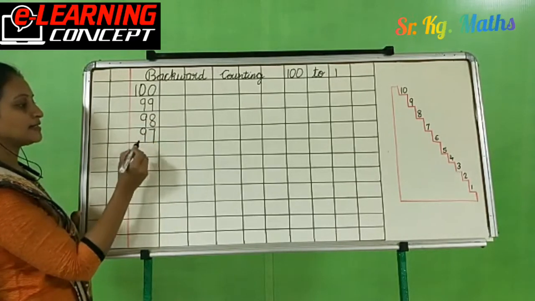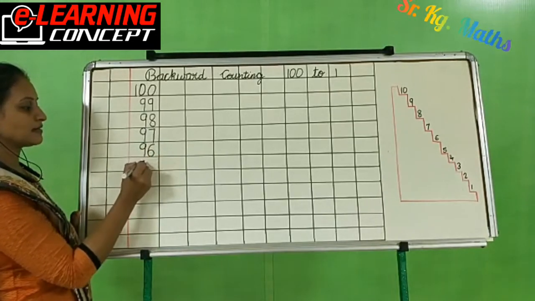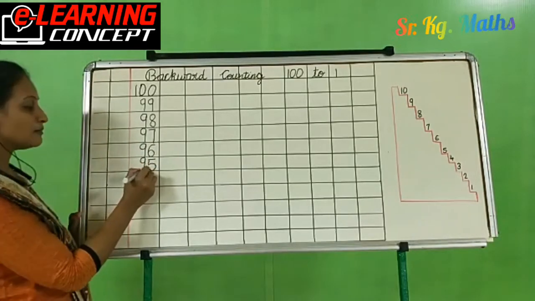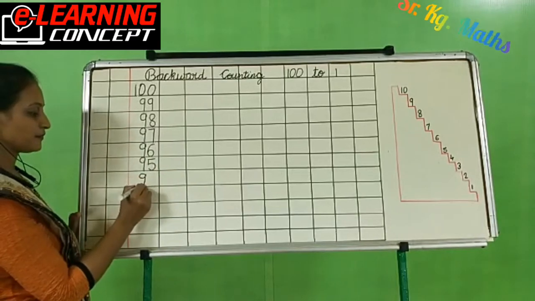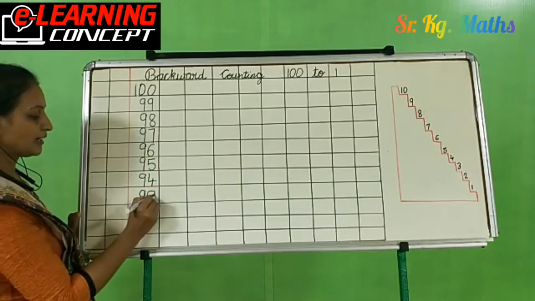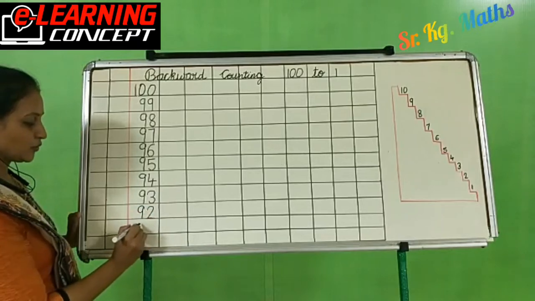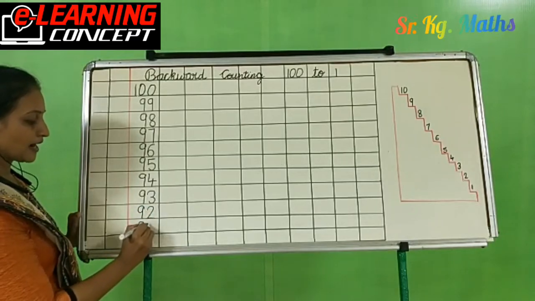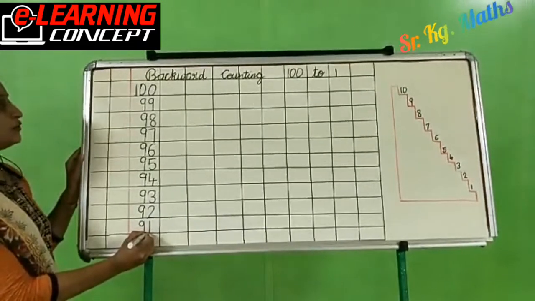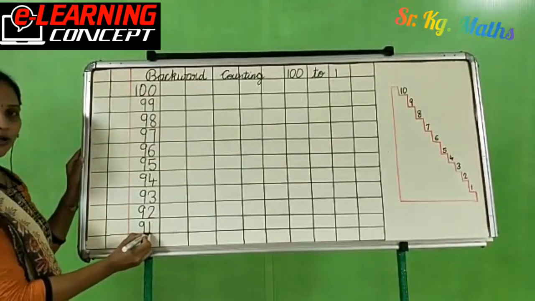9, 7, 97, then 9, 6, 96, 9, 5, 95. Which number comes before 95? 9, 4. Then 9, 3, 93, 9, 2, 92, 9, 1, 91. You have to notice that each number should be written to touch the bottom of the box.